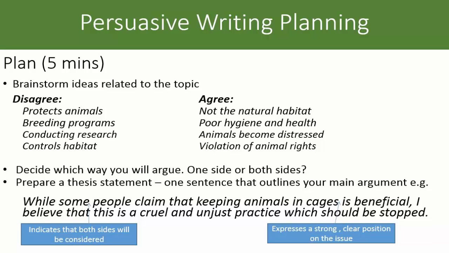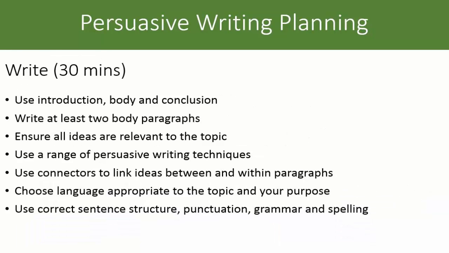So you can see that the first part, while some people claim that keeping animals in cages is beneficial, this indicates that both sides will be considered. And then the last part of the sentence, I believe that this is a cruel and unjust practice which should be stopped, expresses a strong and clear position on the issue. Now you're ready to write.